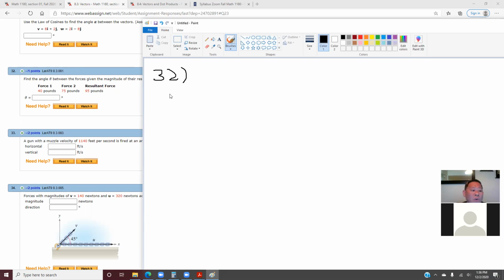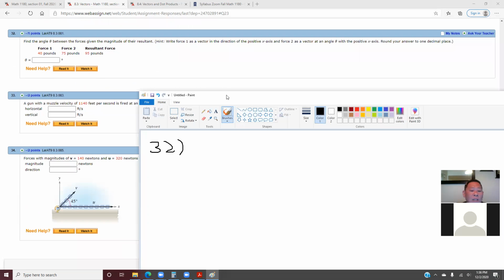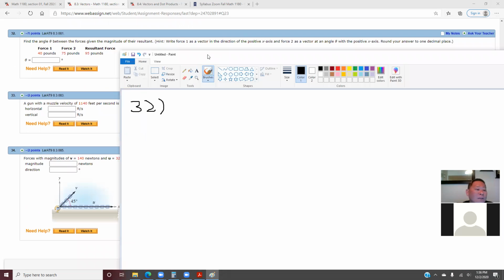So we got two forces. One force is 40 pounds and the other force is 75 pounds. And you got a resulting force of 95 pounds. You have to find the angle between the two forces, force 1 and force 2, given the magnitude of the resulting. So write force 1 as a vector in the direction of the positive x-axis and force 2 as a vector of angle theta with the positive x-axis, and write your answer in one decimal.